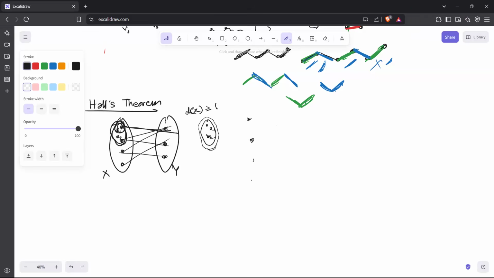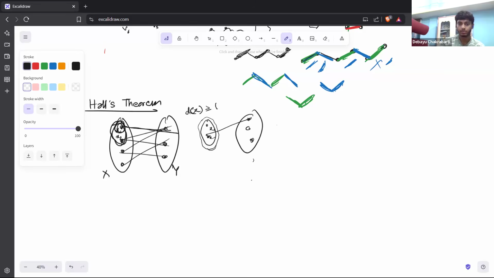Like x1 matches the number of vertices and x2 matches. So that union should be greater than or equal to the neighborhood, I mean. But then this can happen, no? This union has degree greater than or equal, but it doesn't have a perfect match, right? So you actually need both of these conditions together.